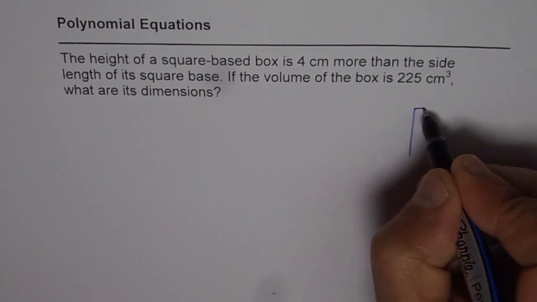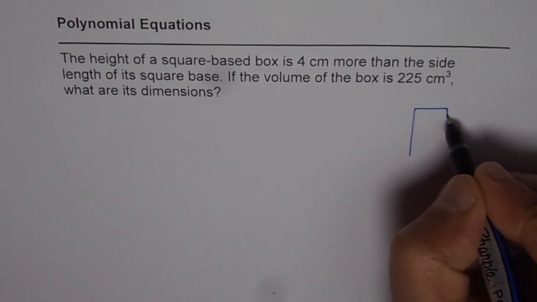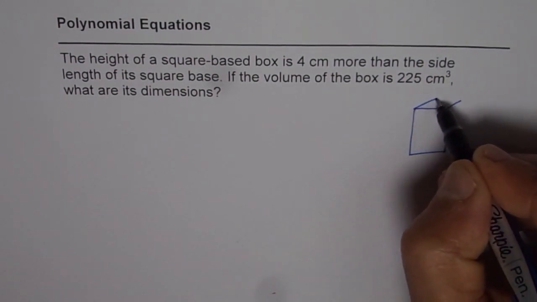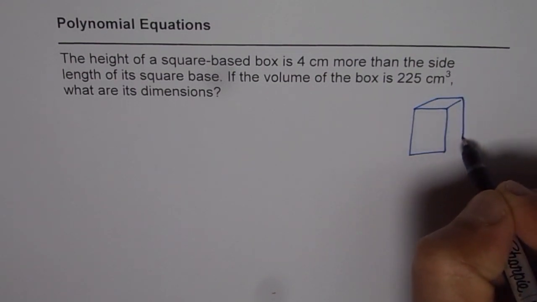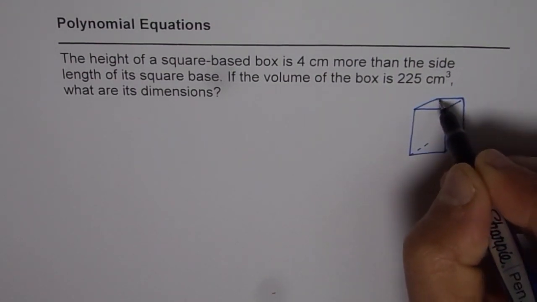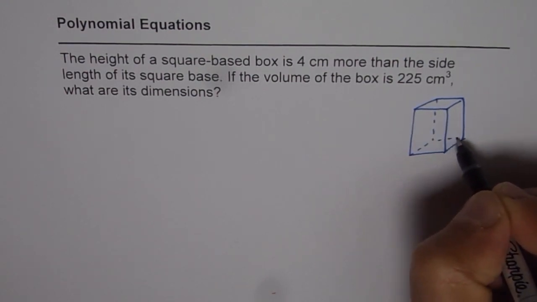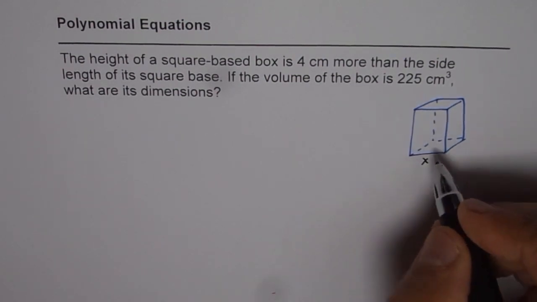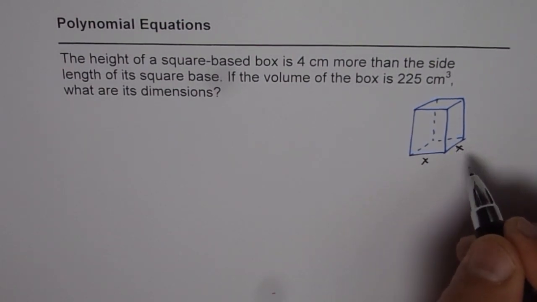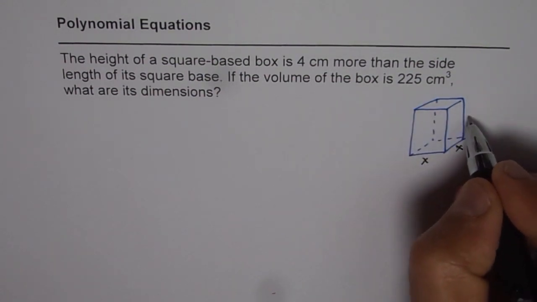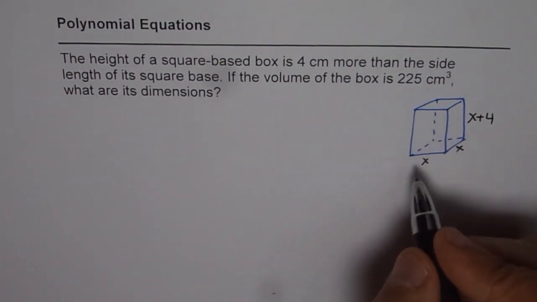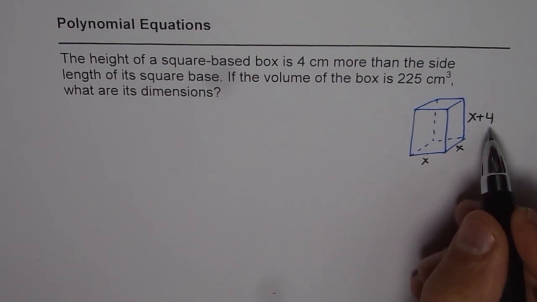Square-based, so we'll have, and height is more, so we'll have a higher box like this. And square means kind of like this, the top, right? So let's make this box like this. So that is the box. Let x be the length of the base and x be the width. Height is 4 more, so our height will be x plus 4. So that is how we can define our variables. So we have length and width of x and height of x plus 4.